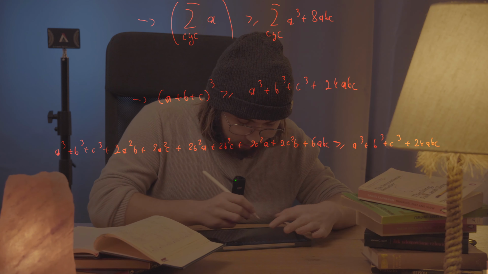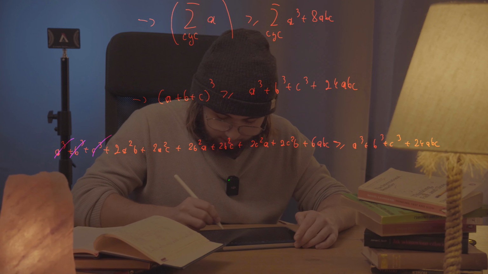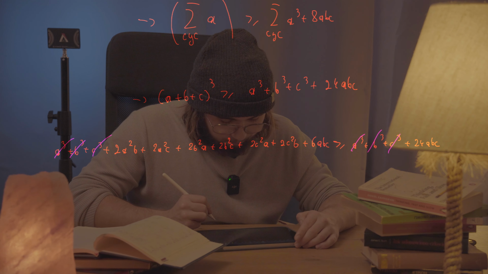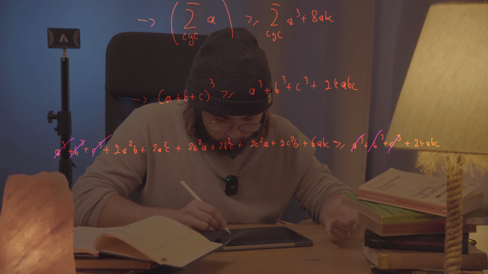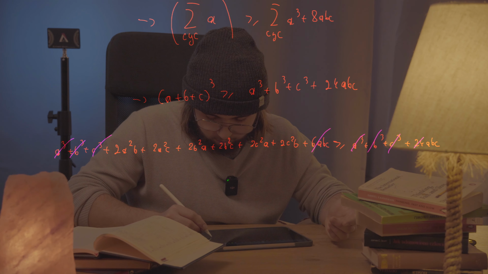Now we can just go on and cancel out the a cubed, b cubed, c cubed, and then we'll divide everything by 2, subtract those 6abc from here and from here.